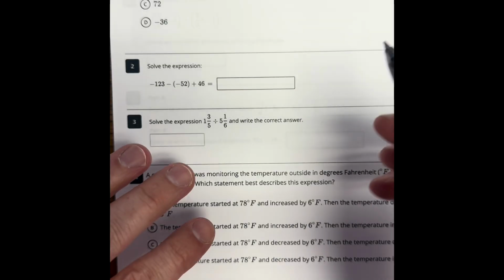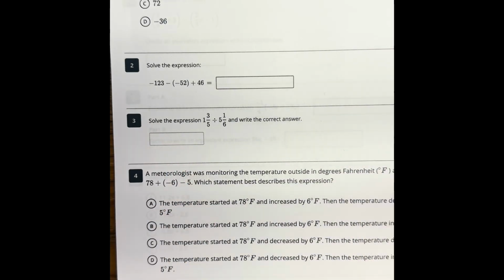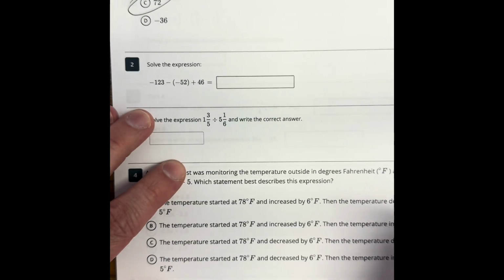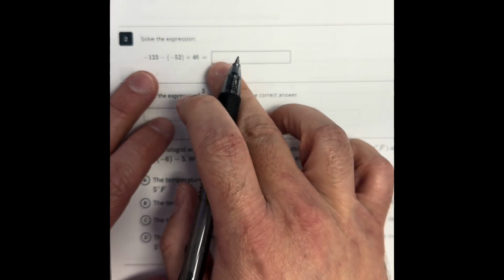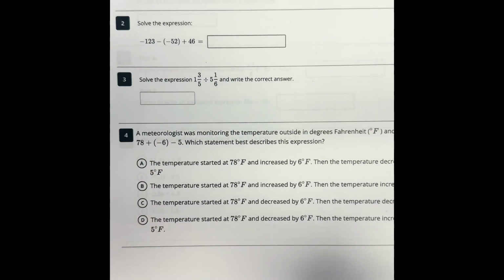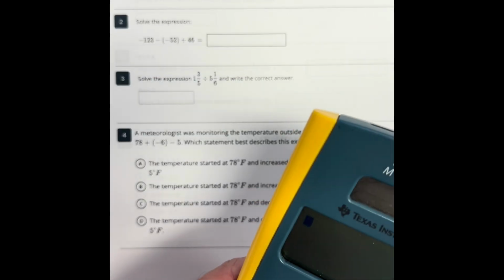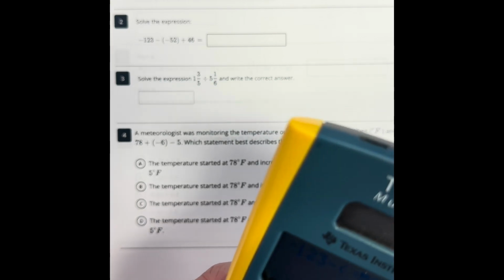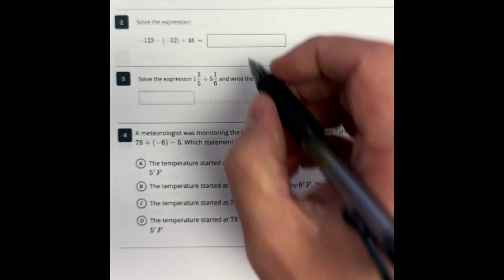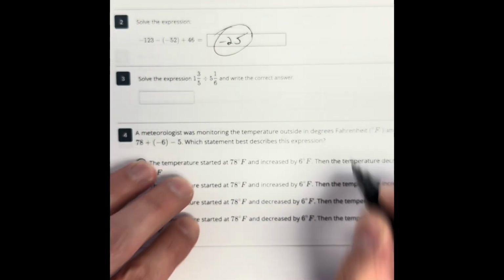So number one, solve the expression, choose the appropriate result. Calculator, 72 is the answer. Number two, solve the expression. It's a tech enhanced item, so I don't have the answer. So let's go for it. So calculator, negative 123 minus a negative 52 plus 46. Next time I probably won't do this. So answer is negative 25. Okay, so you're going to calculate that, move it along.